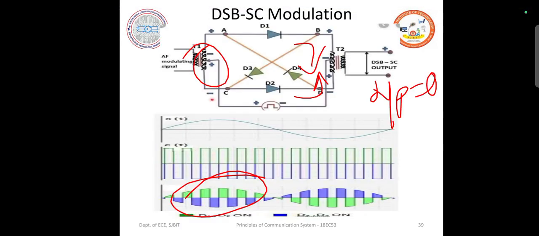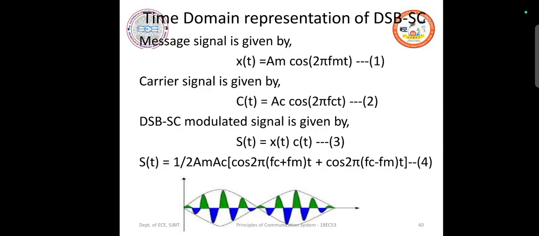Okay. So what is the time domain representation of a DSBSC now? If the input is indicated as Am cos ωmt or 2πfmt for a single tone, and if the carrier is Ac cos ωct, the signal we obtain as DSBSC is the product of these two, which is 1/2 Em Ec [cos 2π(fc + fm)t + cos 2π(fc − fm)t]. This is what you will get.